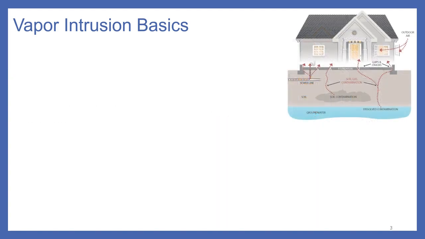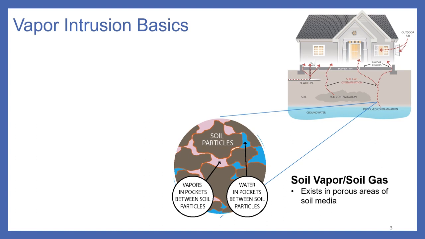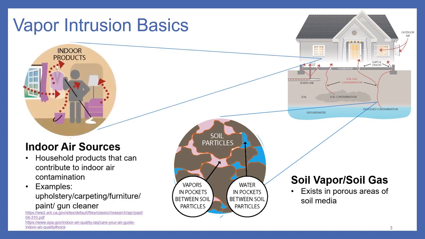All right, so within a soil matrix, vapors exist and move through voids between soil particles. As such, soil moisture and water saturation play a big role in limiting or attenuating vapor migration. Additionally, caution and necessary steps should be taken prior to collection of indoor air samples, as many household products and items can off-gas and contribute to indoor air concentrations. Examples are gun cleaners, paint, and furniture treated with stain-resistant substances. There are a couple links in the lower left-hand corner of this slide that direct you to both the California Air Resources Board and US EPA for some indoor air source studies for your reference.